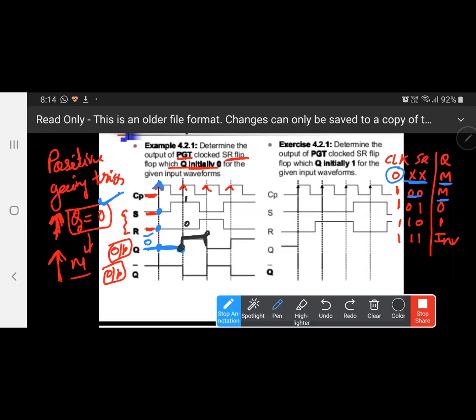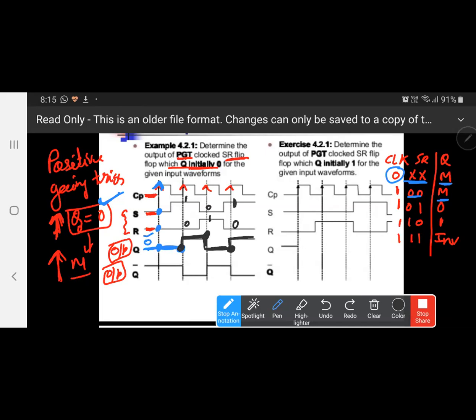Again here, this is the time to change the result at this point. So check what is the value of S. S is 0, R is 1. So if R is 1, then the output goes back to 0. Got it? Now again, time to change the result here at this edge. S is 1, R is 0. So the output goes up to 1, so set. Clear or not? Clear to everyone?